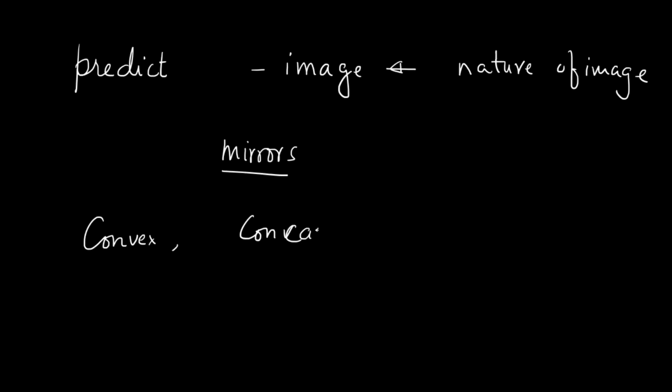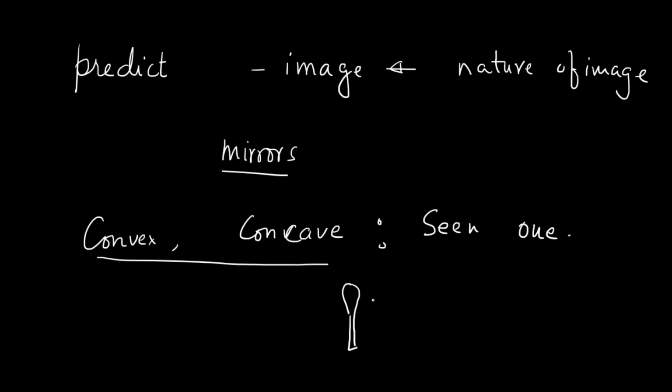What you need to understand is you've got to make sure that you've seen one, otherwise it's going to be difficult. One simple thing that people always say is look at a spoon. This is a bad drawing of the spoon, but if you look at this side of the spoon, it's going to be a concave mirror, and if you look at it from the other side, then it's going to be a convex mirror.